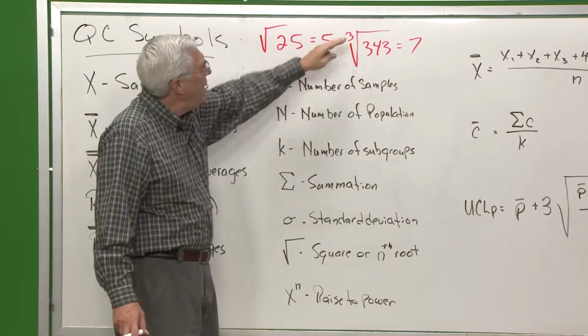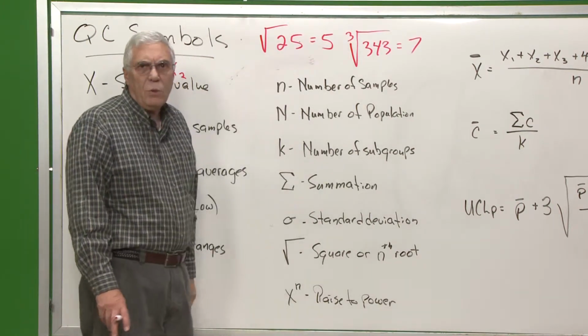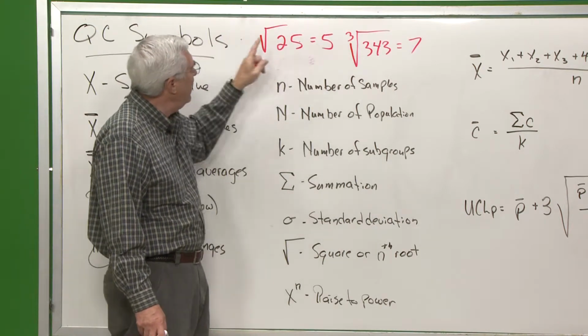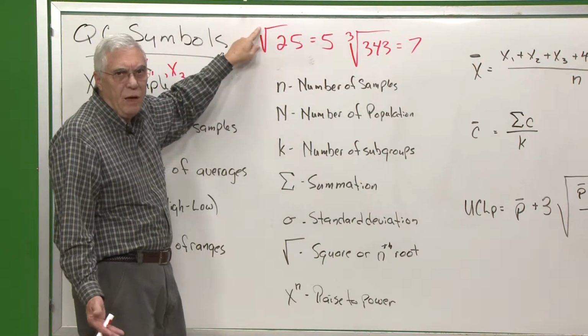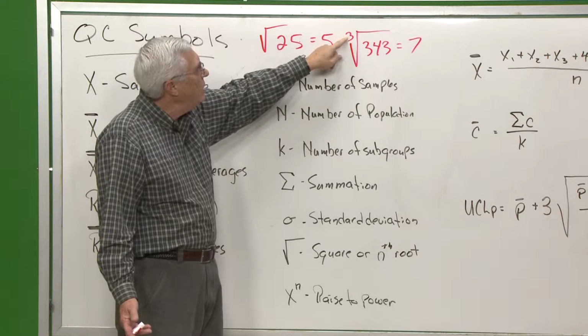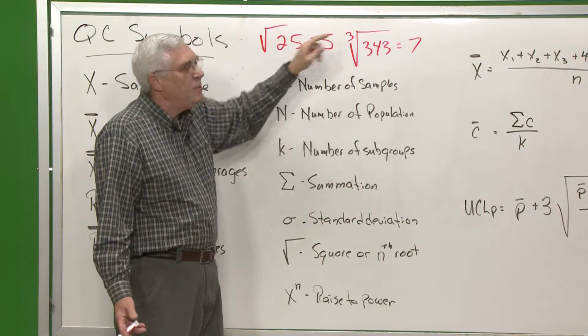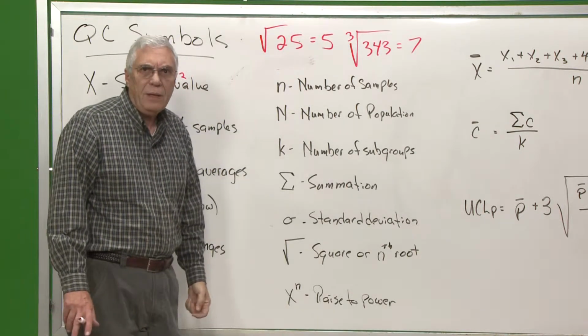So you may see a root something other than square. If there's no number here, we're talking about just the square root, the number by itself. If there is a value here, then that becomes how many times the number is used as a factor in the equation.